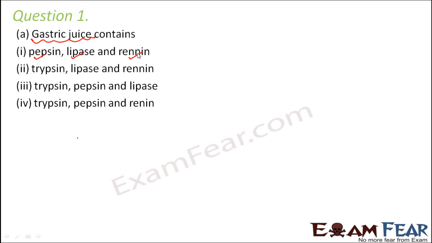Renin is used for digestion of milk, and this is present only in case of infants. So pepsin, lipase and renin are present in gastric juice. Trypsin is not at all present in the gastric juice. Trypsin comes from the pancreas. So any option with trypsin would not be the correct option.